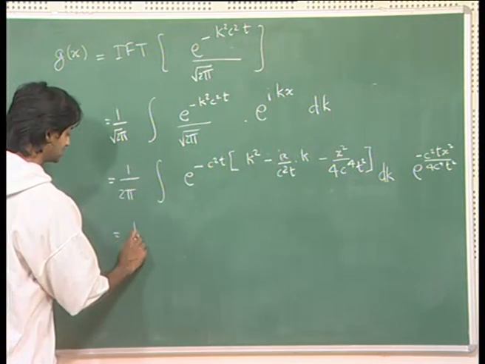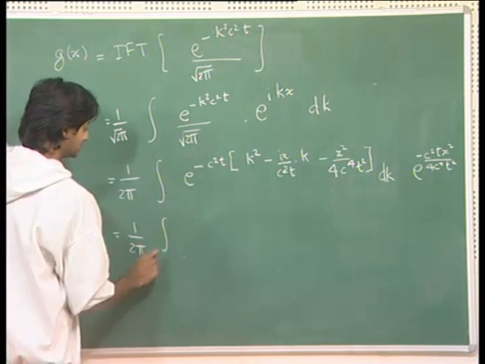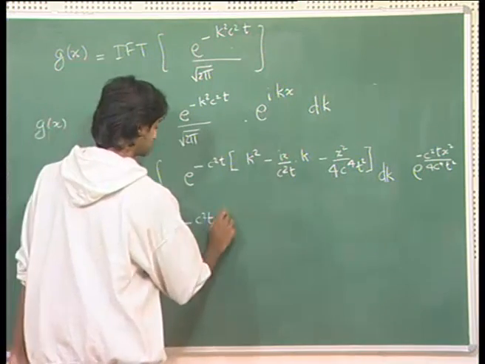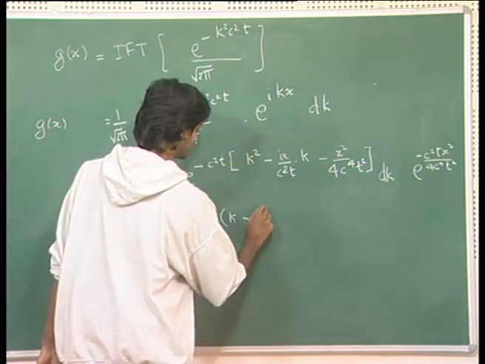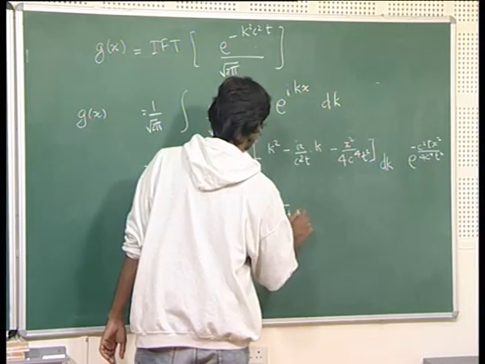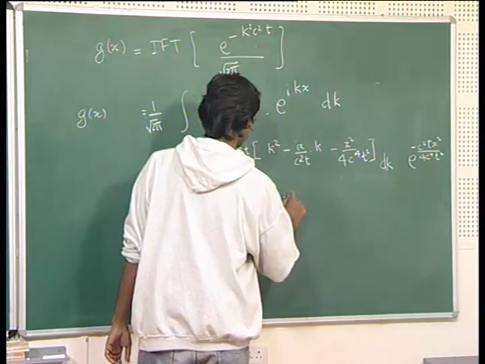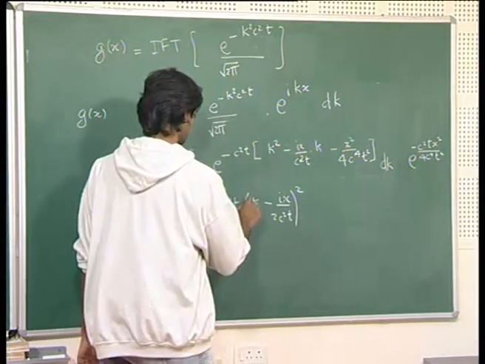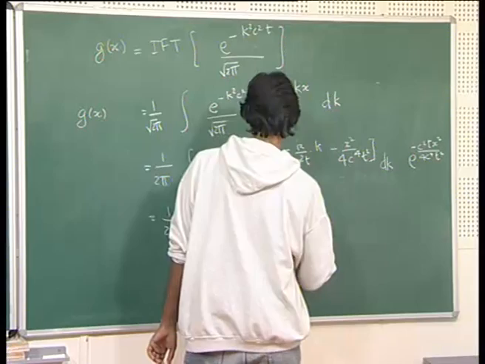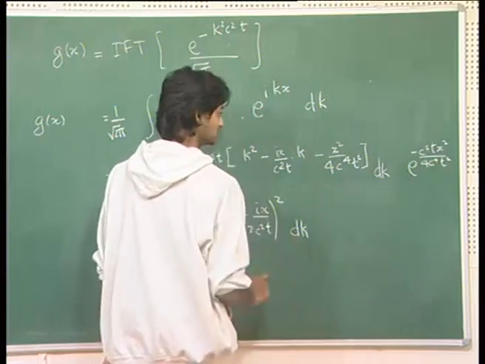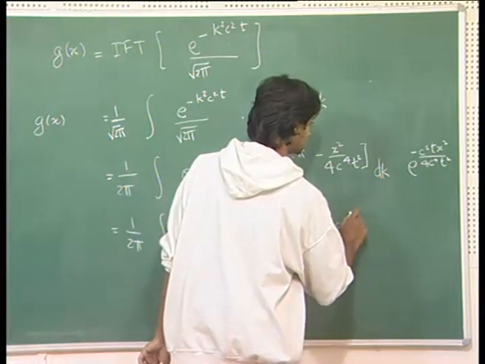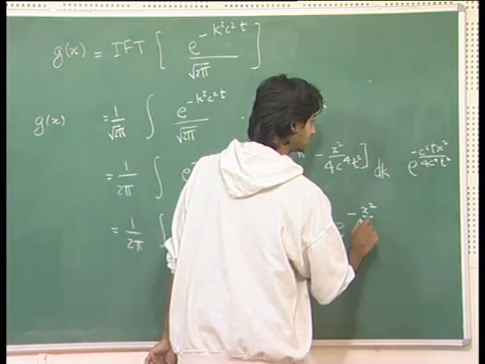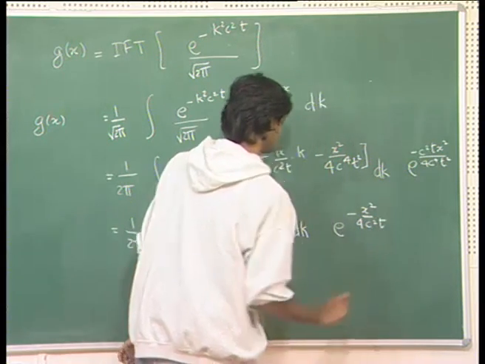So then this just becomes 1 over 2 pi integral e to the minus c squared t times k minus i x by 2 c squared t, whole squared, dk, into e to the, now I will just simplify this, so minus x squared by 4 c squared t.